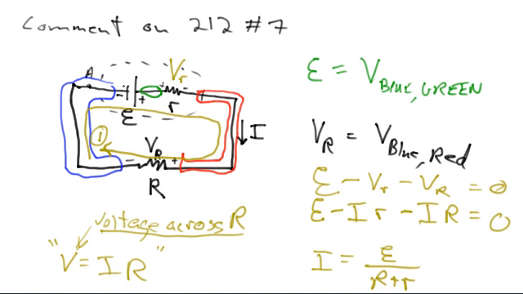Script E is not the voltage across R, so I can't say script E is equal to I times R. And it turns out, the right expression can be derived using Kirchhoff's voltage law, and the I is script E over the sum of R plus little r, rather than script E over just R. Okay, that's enough on that.